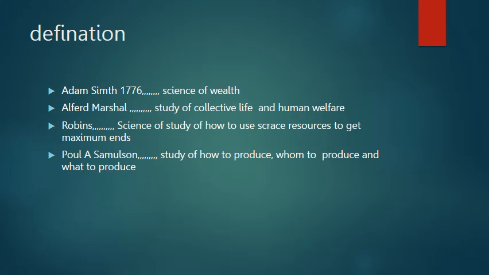And after Alfred Marshall, we see the contributions of Robbins. Robbins was a scholar at the London School of Economics. He said that the study of economics means the study of how to use scarce resources, limited resources, to get maximum ends. Robbins took the definition from a common fact of human life, as everyone can easily understand that our wants are unlimited.